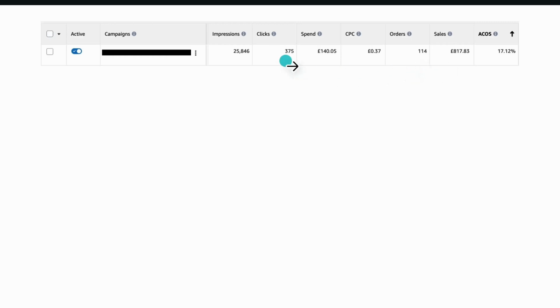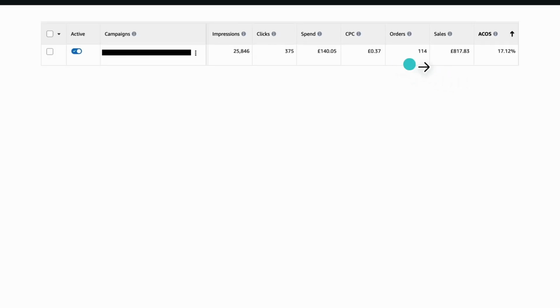The next two metrics are pretty straightforward, orders and also sales. So orders basically is, of these 375 people who clicked, how many orders did you get? And of all these 114 orders, what was your total sales number? Now the sales number is a sales number, not a royalties number. So I didn't make £817.83. That's the sale price of my book. So let's just say my book was £6.99. This sales number would basically be £6.99 times the number of orders. I can't exactly remember in this example how much it cost, but this is a sales number.